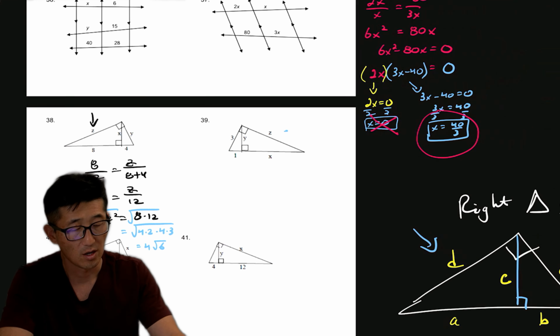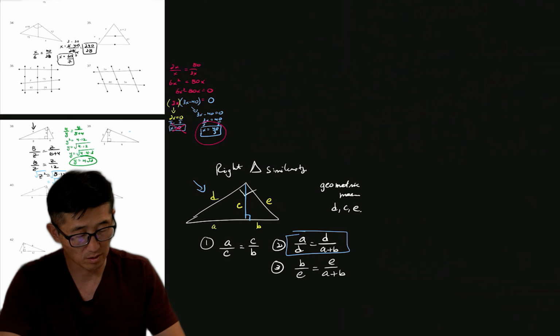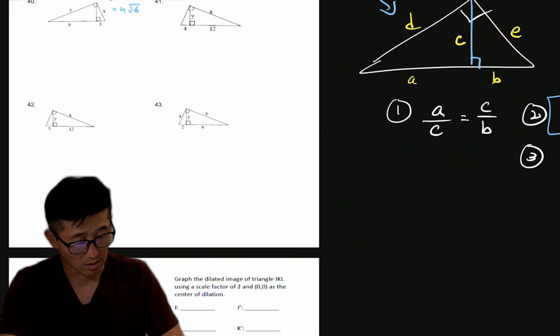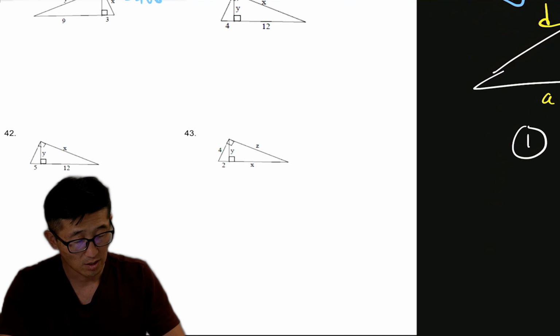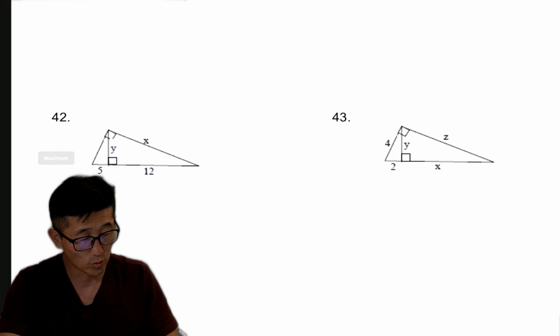All right, I'm going to do one more and call it a night because I need to get going to my next student. All right, so like number 42.